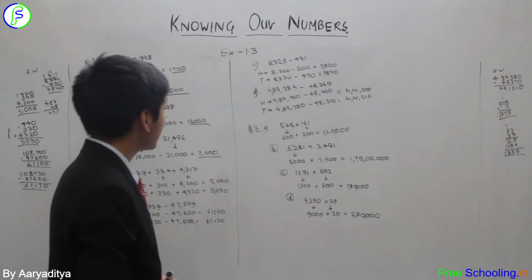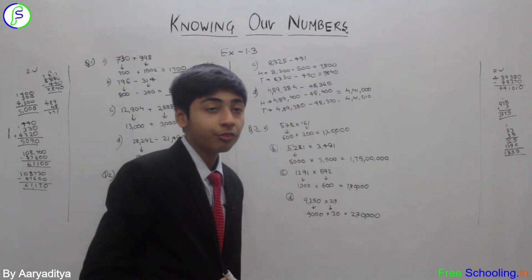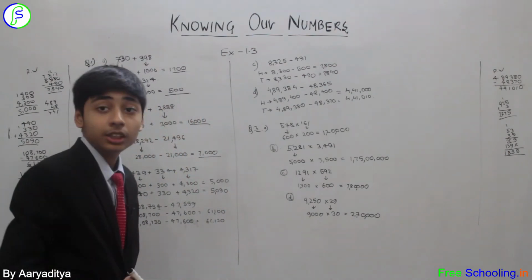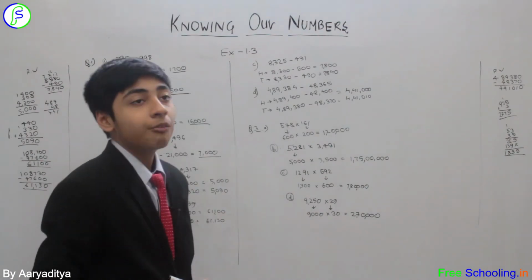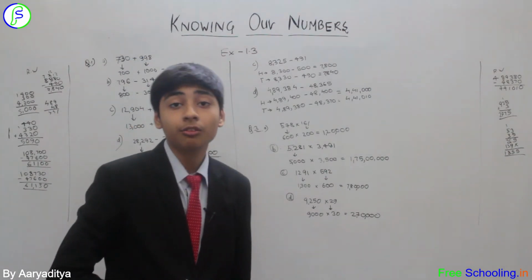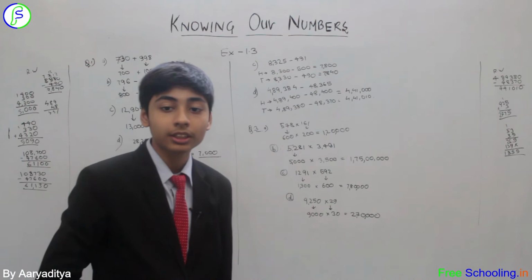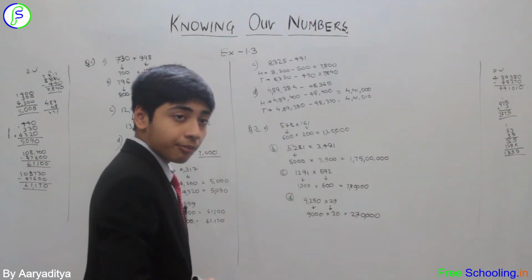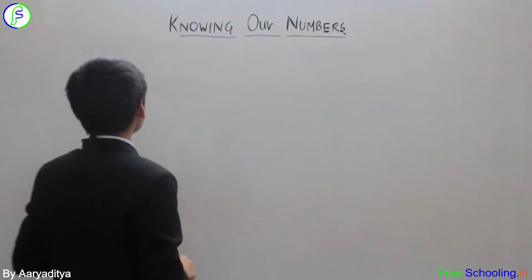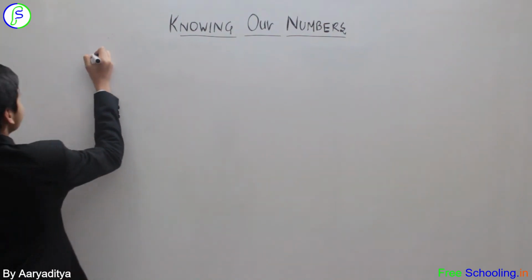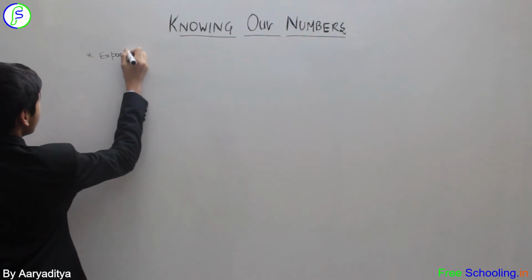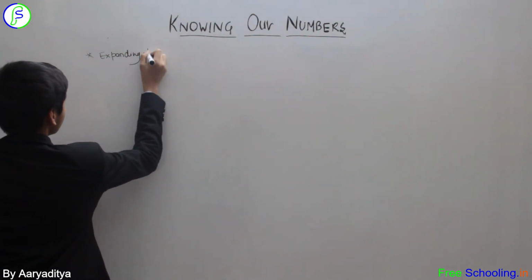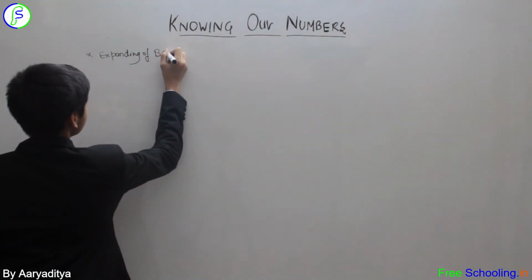So we are done with exercise 1.3 of chapter Knowing Our Numbers. This was the last exercise. Now I would like to clear some of the concepts for you. Well, the base of these concepts are actually of class 5th, but these are also introduced in class 6. That's why I'm going to explain them to you. Now let's start with expanding of brackets.